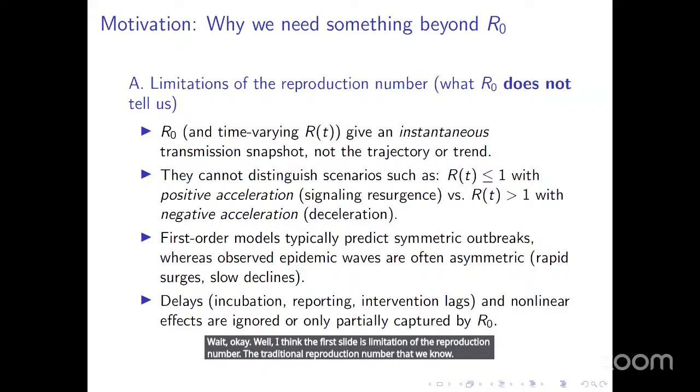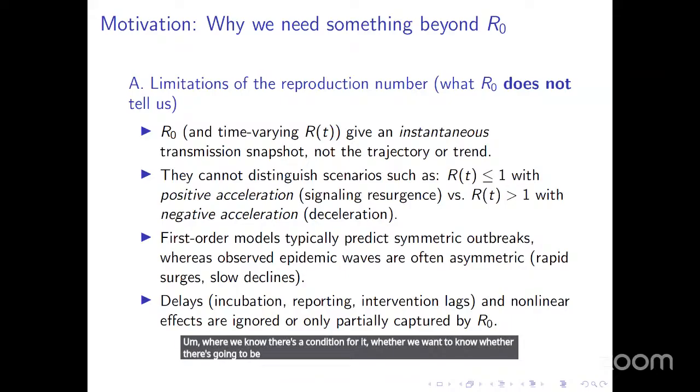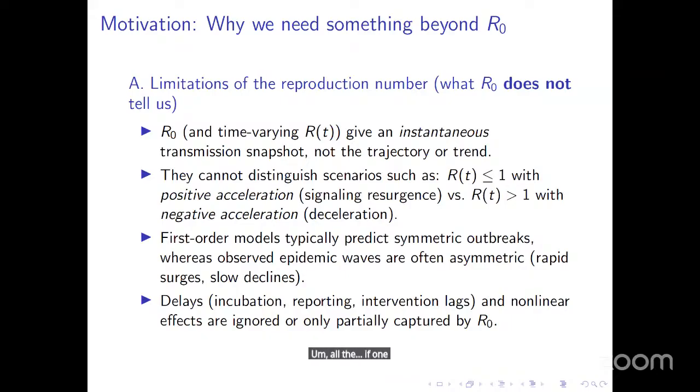Normally we do that in epidemiology. That's what we do, the R0. It is one of the most used numbers, and most studies use the R0, where we know there's a condition for it: if one person is infected in a susceptible population, will that one person cause more infections, or will the pandemic die out?